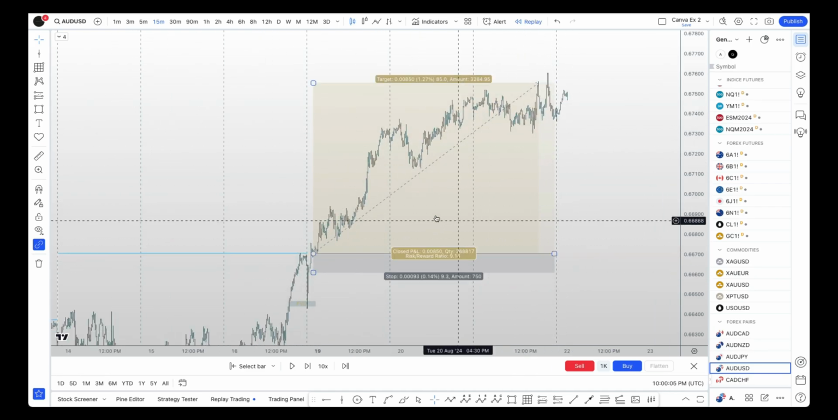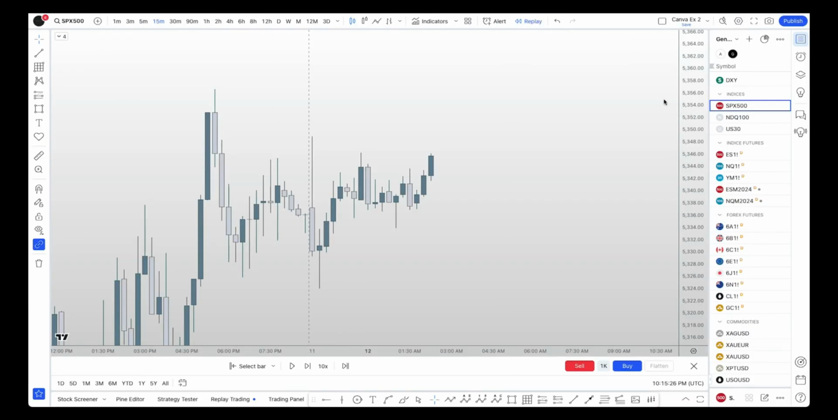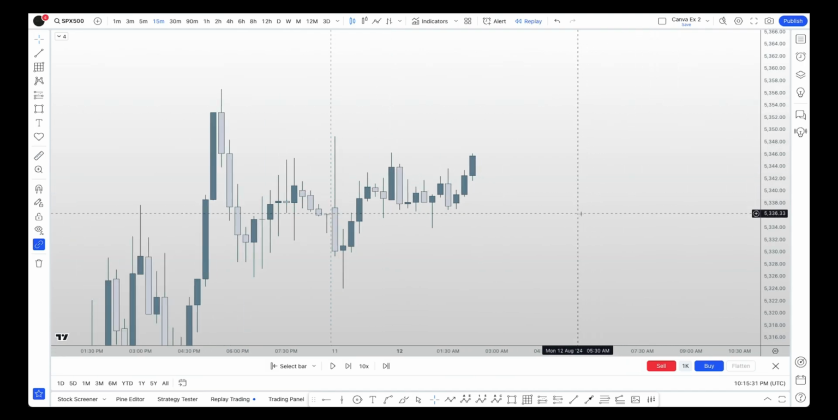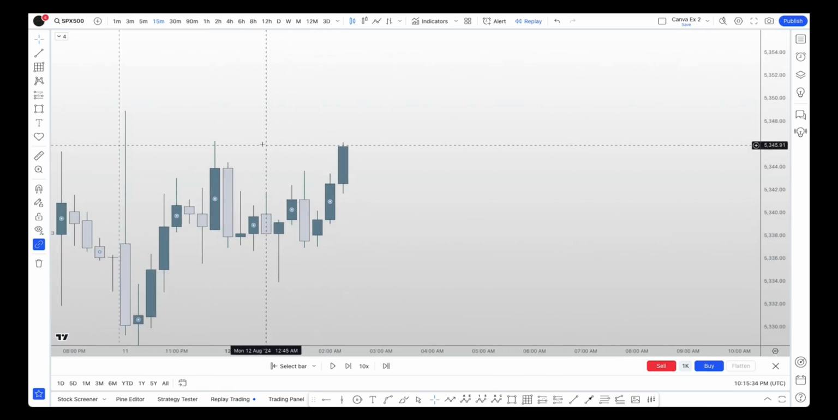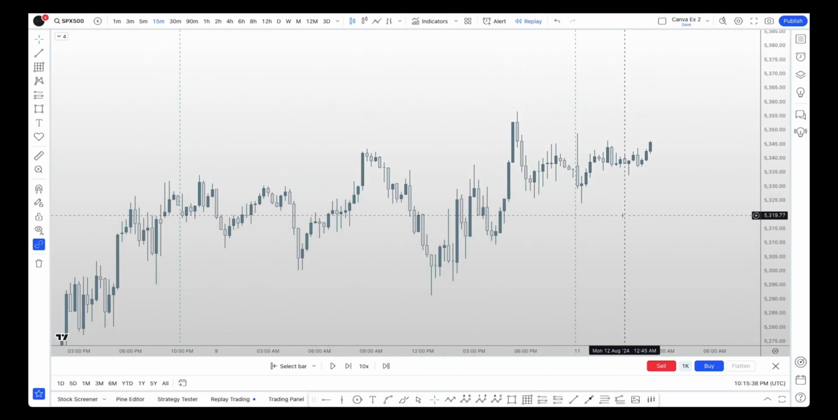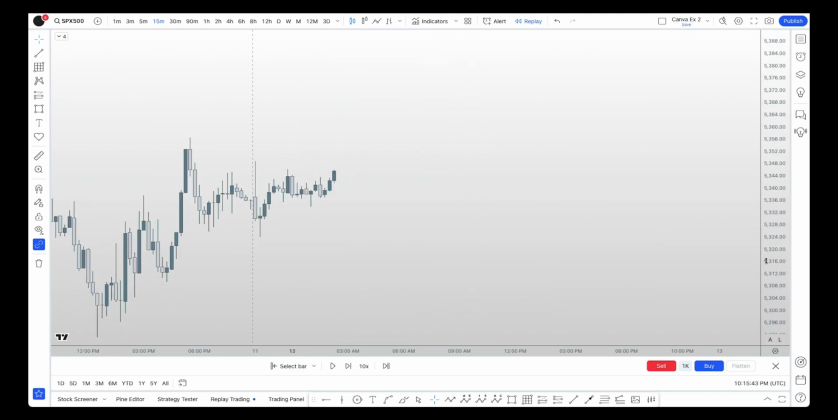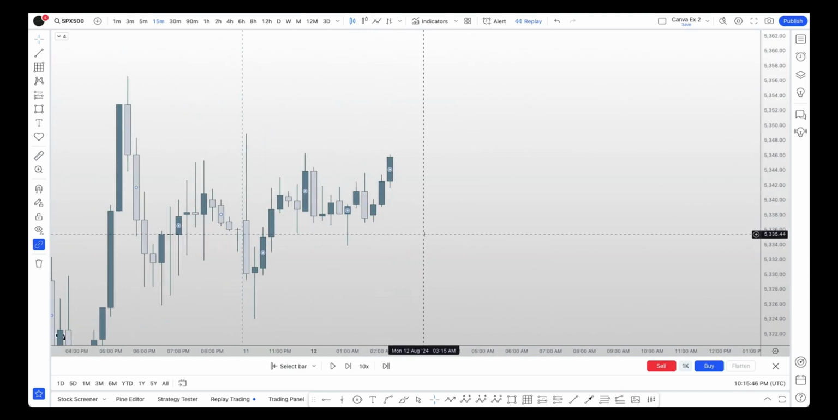I want to show you guys another example. All right, so for this example, I'm going to be using S&P 500. My main candle will be on the 15-minute. Now overall, we're pretty bullish, I think. Yeah, we're pretty bullish, so I'm just going to use this simple continuation method.